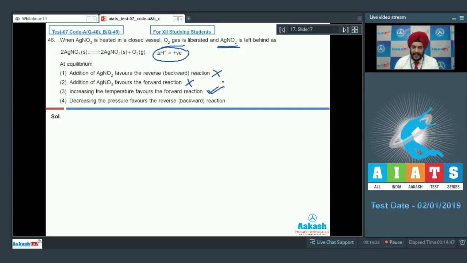Let's look at option 4 now. Decreasing the pressure favors the reverse reaction. This is also incorrect, students. Decreasing the pressure will lead to the shifting of the equilibrium in the forward direction, as the Kp of this reaction is equal to the partial pressure of O2. So we have to select option 3 as the correct answer to this question. Let us look at the next question now.